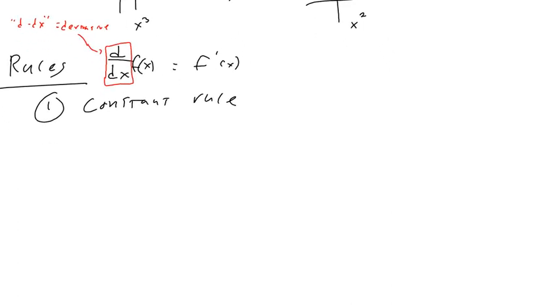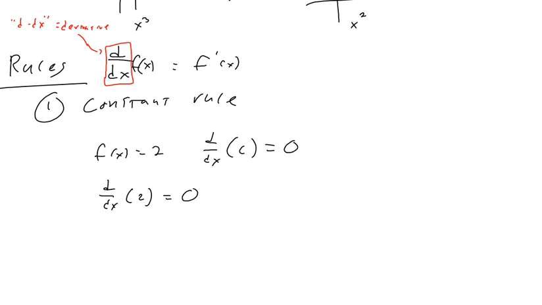So first, constant rule. If your equation is a constant number, like f of x equals 2, if you do the derivative of 2, it equals 0. So the derivative of any constant is equal to 0. This is the constant rule. The derivative of any constant will always be 0.